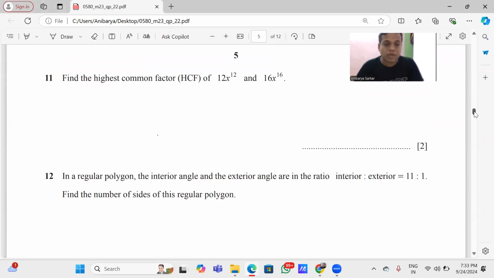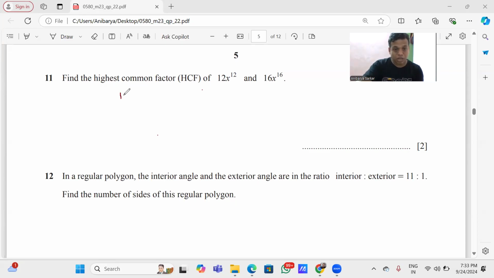Next, question number 11 and question number 12. We will solve question number 11 first. First, we have to find the highest common factor of 12 and 16.